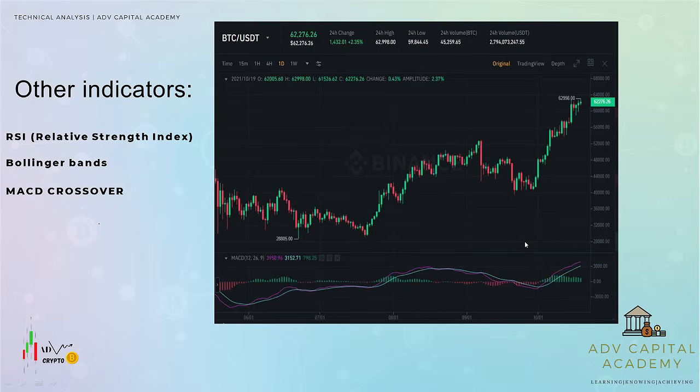We don't use these indicators alone. We can use them just to help us make our decision along with other indicators, like price action, moving averages, or something similar.